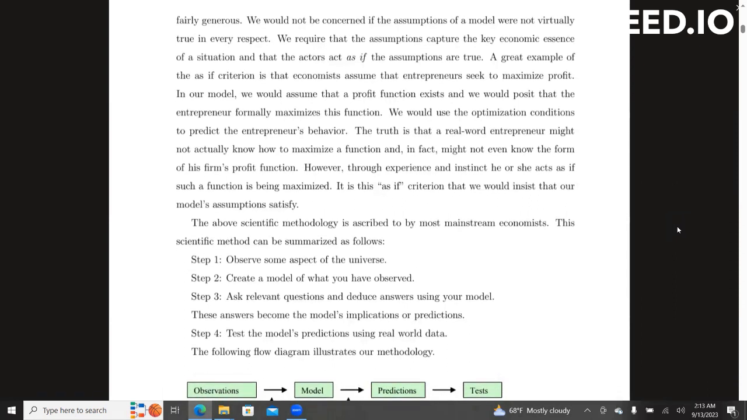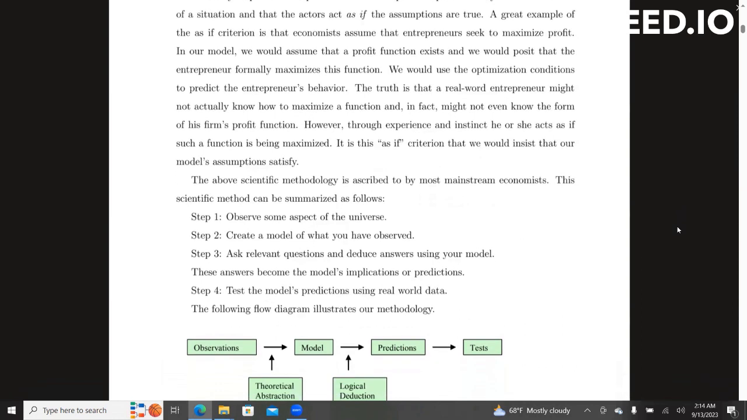However, through experience and instinct, he or she acts as if such a function is being maximized. It is this as if criterion that we would insist that our model's assumptions satisfy. So the above scientific methodology is ascribed to by most mainstream economists. This scientific method can be summarized as follows.